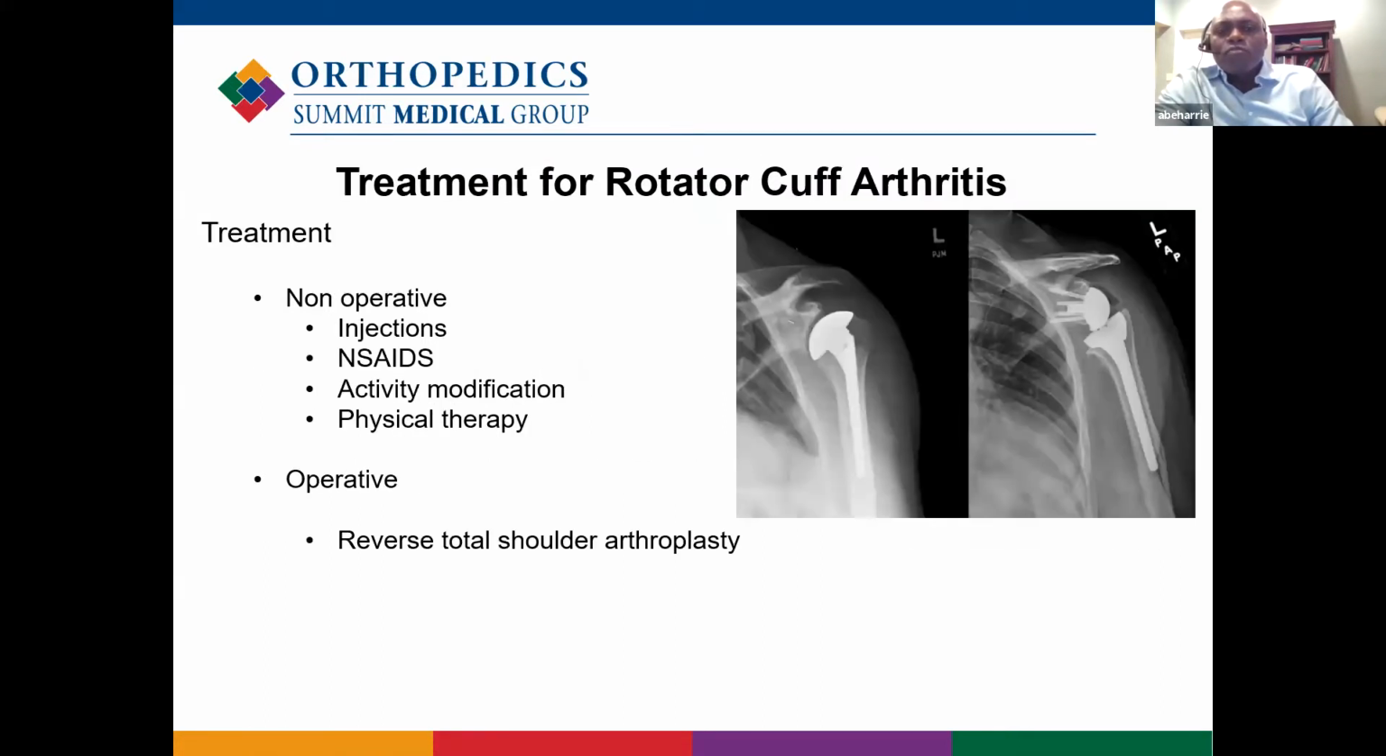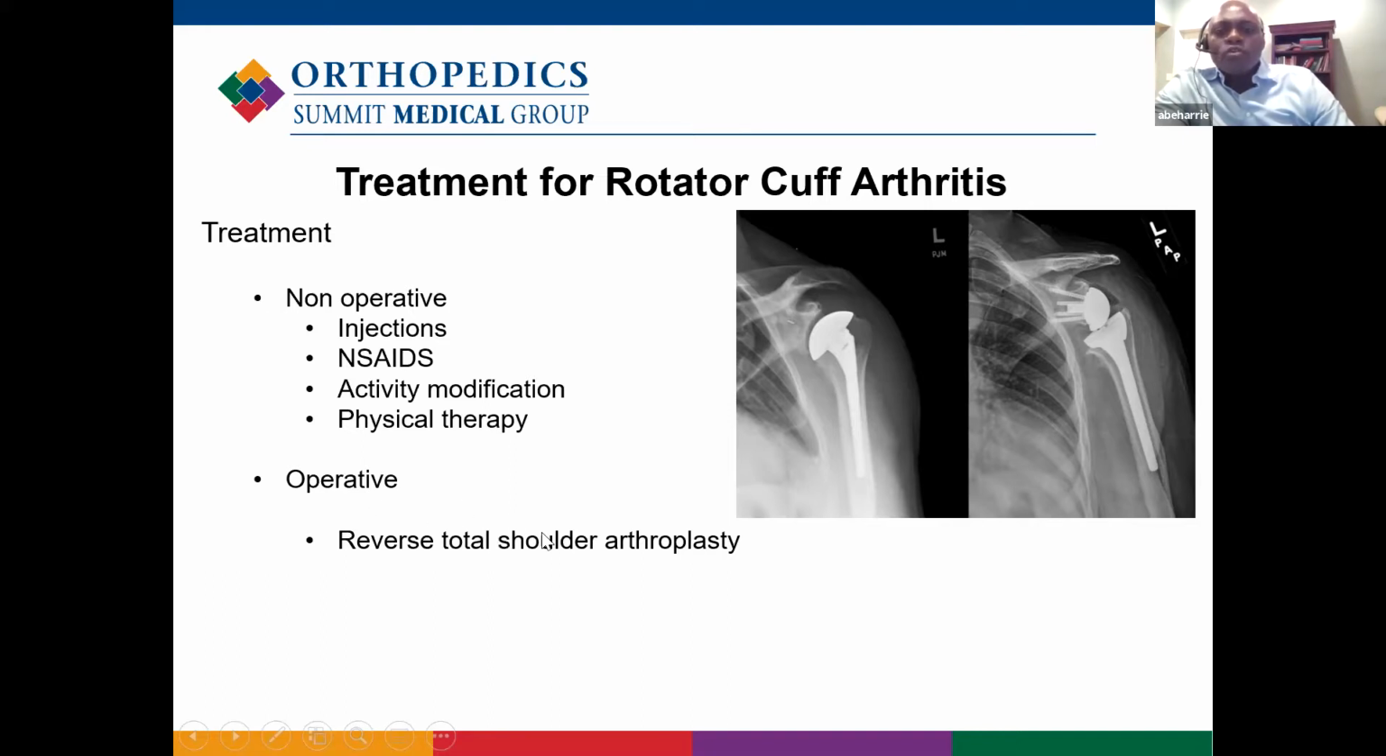The treatment for rotator cuff arthritis is conservative initially. So as with impingement syndrome and rotator cuff tears, we can try injections, we can try non-steroidal anti-inflammatory medications such as Motrin or Relafen, we can modify activities and do physical therapy. Physical therapy can be helpful because even though we may not have a functioning rotator cuff, there are other muscles that can help to compensate, such as the deltoid muscle. So we work on strengthening the deltoid, and that can allow patients to have some forward elevation and functional activity. But not everyone does well with conservative treatment. And the patients who don't do well are then indicated for shoulder replacement.